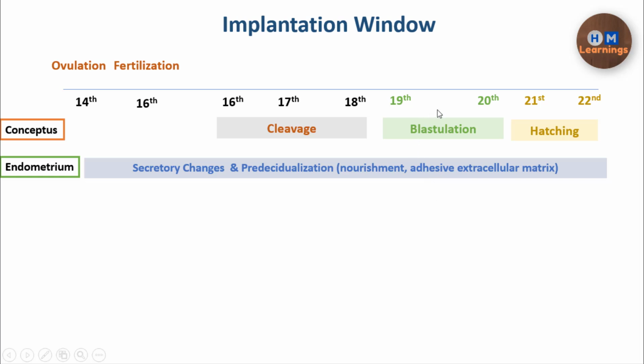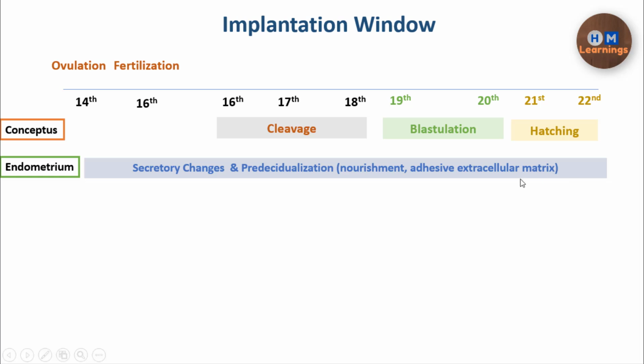Both of these changes are happening simultaneously, they are temporally related, and the endometrial changes happen irrespective of whether fertilization has happened or not till the 22nd day. In the video on the endometrial cycle, I told you that these changes happen till the 22nd day, and on the 22nd day, if fertilization hasn't happened, the corpus luteum will start degenerating, the progesterone level starts declining, and these changes will stop here.